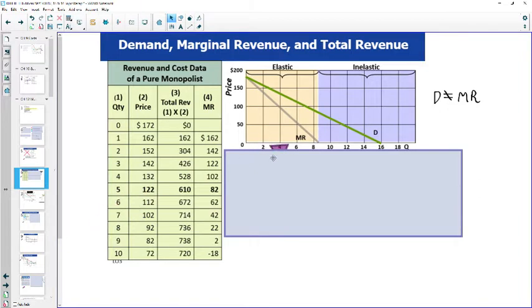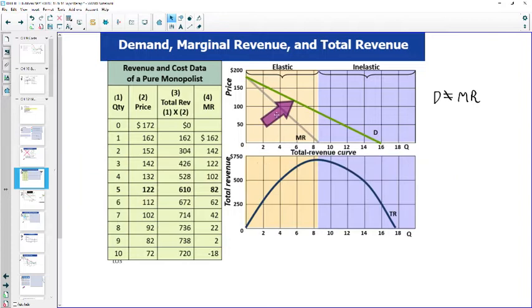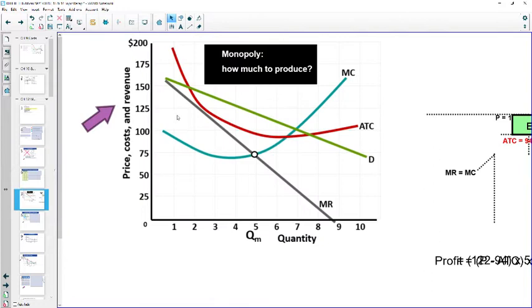So 6 units here only brings in marginal revenue of 62, though the price is all the way up here at 112. Total revenue goes up as you come down the demand curve in the elastic portion. Marginal revenue is still positive and eventually gets to 0, and that's when your revenue doesn't go up anymore. I strongly encourage you, as you're watching this, hit pause to make sure you absorb the concepts as I'm going over them. So the question is, how much should a monopolist produce?